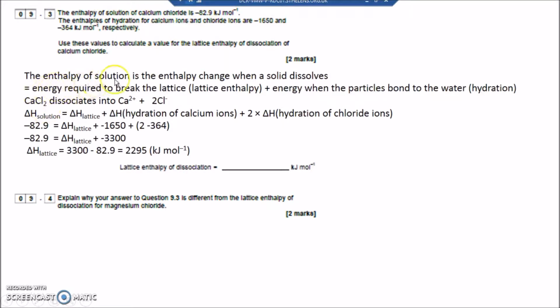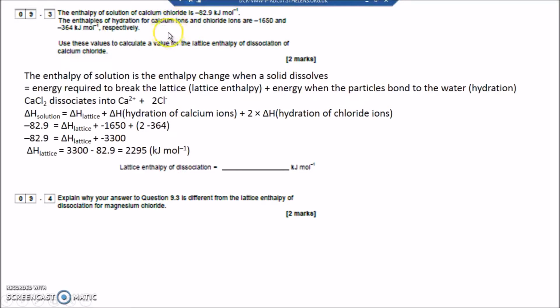So my enthalpy of solution is the process of dissolving the solid, so the enthalpy of solution is minus 82.9, and that equals the lattice enthalpy, the energy required to break up the lattice when it dissolves, plus the energy that you get back when it starts to bond to the water. So minus 82.9 is the lattice enthalpy added to the values of that hydration when they bond to the water.